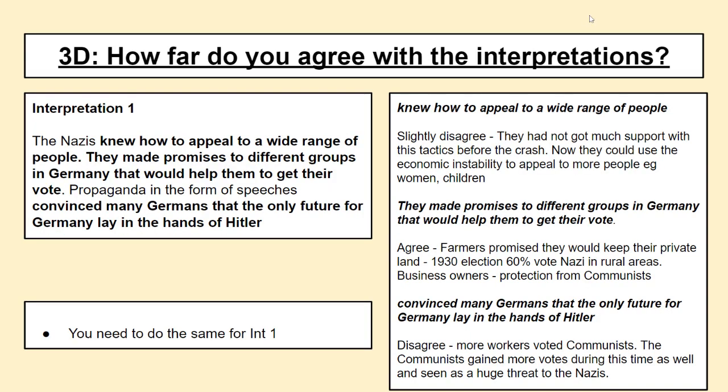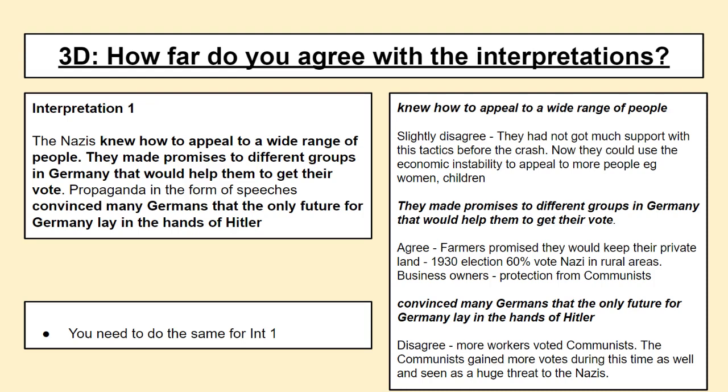I'm also doing the same for interpretation 1, so again, I'm at the planning stage here. I'm just underlining or highlighting some bits that I can bring out. So, interpretation 1 says the Nazis knew how to appeal to a wide range of people. I slightly disagree with that. They hadn't got that much support with these tactics before the crash. No one was really voting for the Nazis again before 1929. But they used the economic instability to appeal more to women, for example, and children after the Wall Street crash.